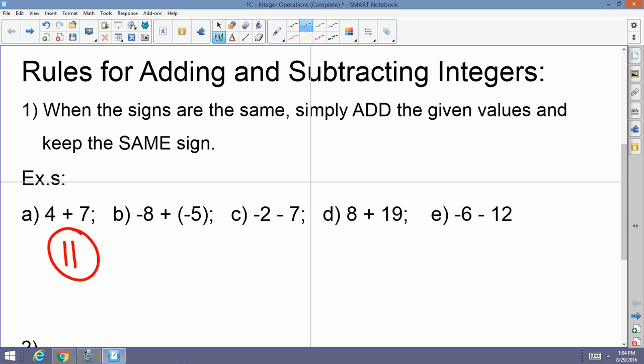Now, B, I've got negative 8 plus a negative 5. How do I know it's negative? When I look at the sign immediately to the left of my number, that's going to indicate whether or not it's positive or negative. If there's nothing there, it's positive. If there's a negative sign, then it is negative. So this is saying negative 8 plus a negative 5. When the signs are the same, you add and keep the sign. Negative 13 would be my answer.